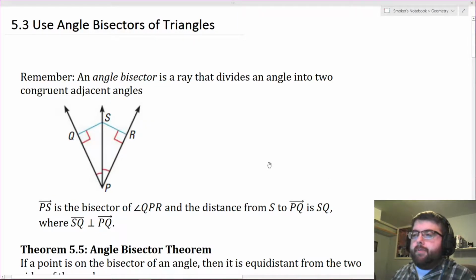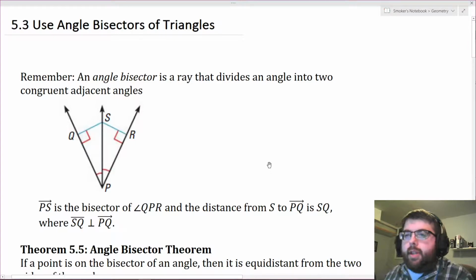Hello, geometry. So in this video I'm going to go over chapter 5, section 3, angle bisectors of triangles. First of all, we're going to look at angle bisectors in general. An angle bisector is a ray, particularly a ray, that divides an angle into two congruent adjacent angles.